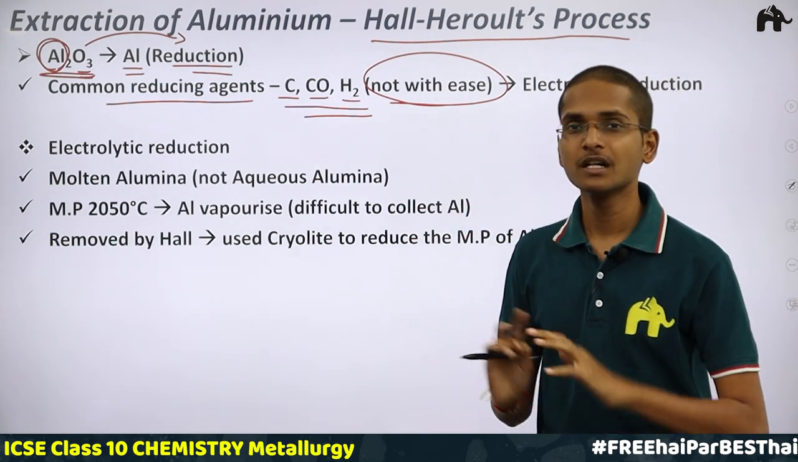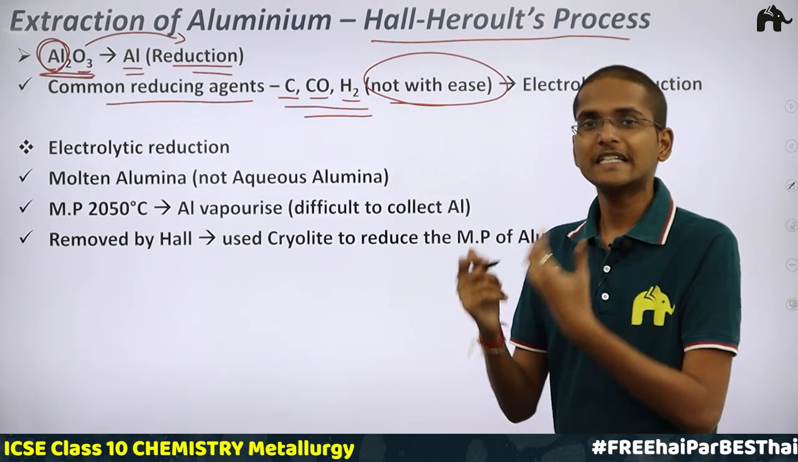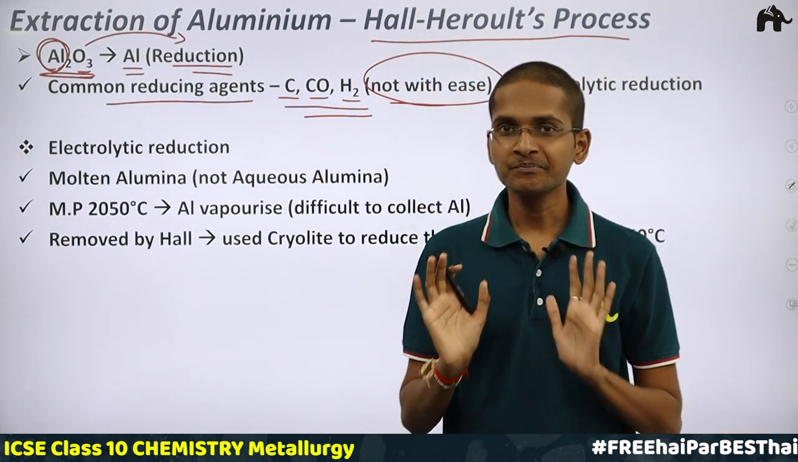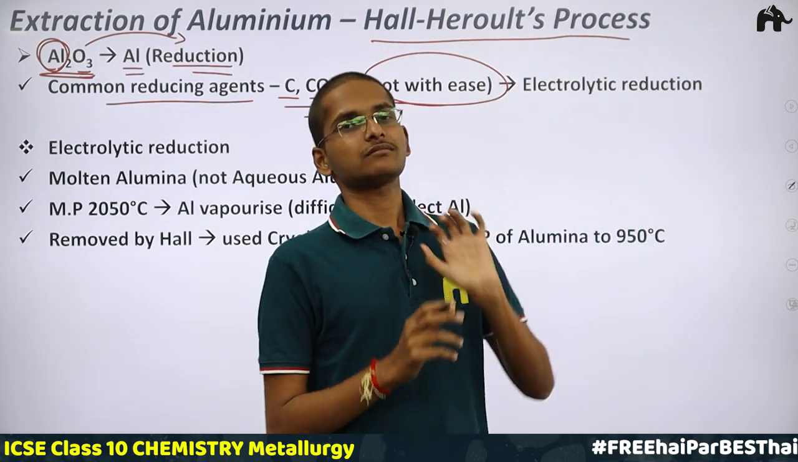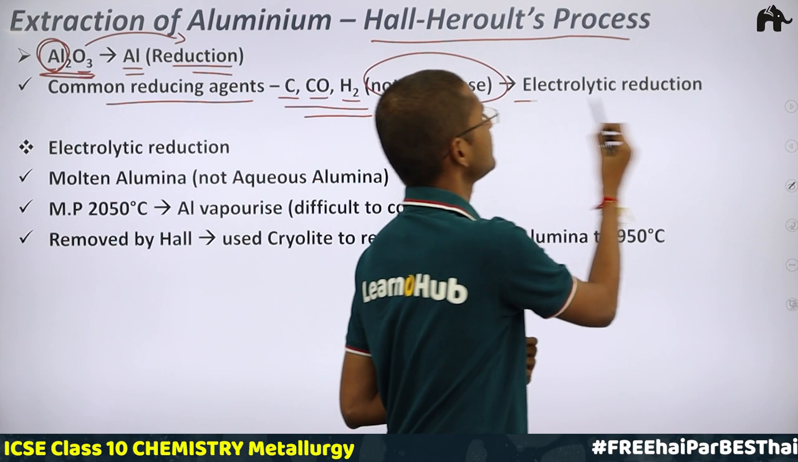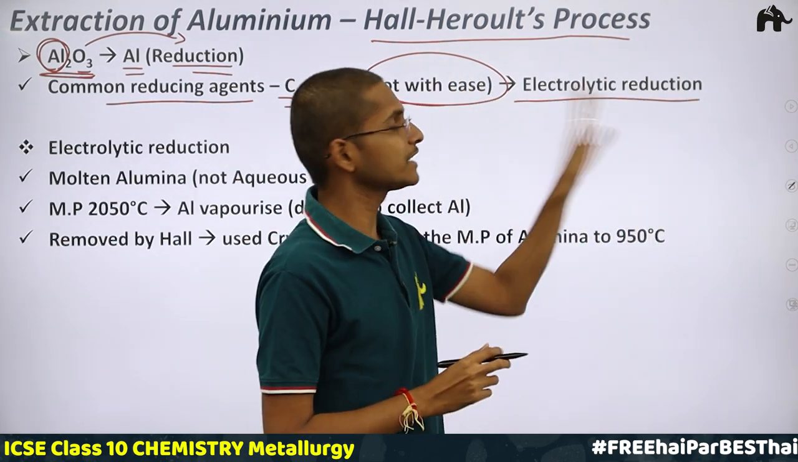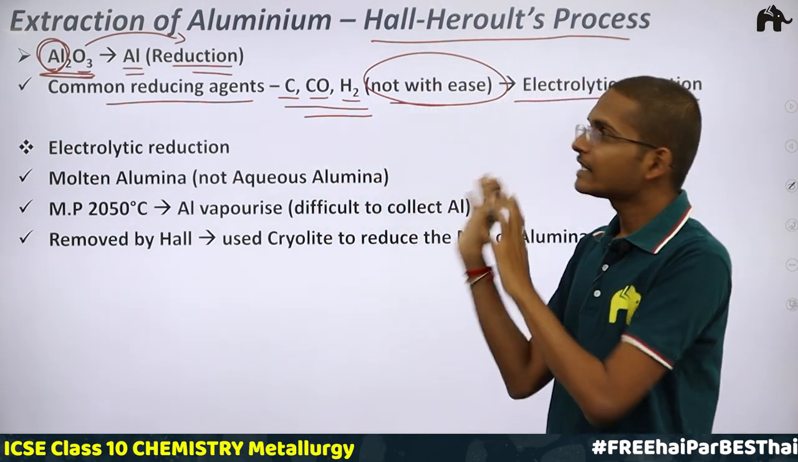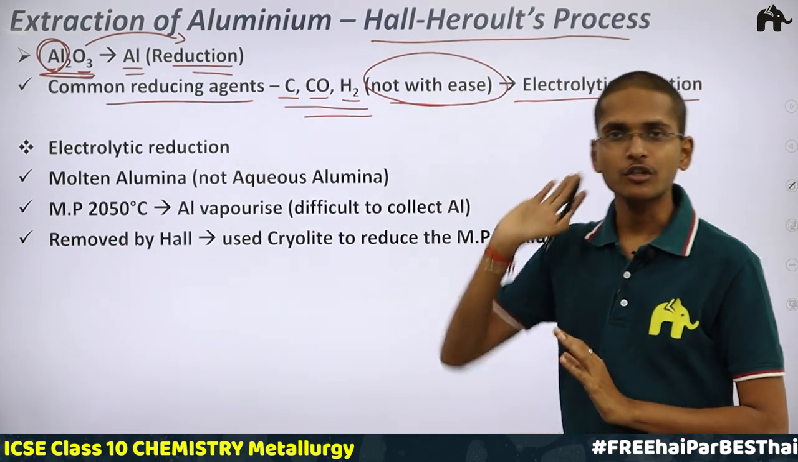Now, for such metal oxides which cannot be reduced by the common reducing agents with ease, we need to reduce them by using electrolysis. That's the option with us. And such reduction is called electrolytic reduction. Simply, the reduction we are doing with the help of electrolysis, so electrolytic reduction. Now we are going to see the electrolytic reduction of alumina. That is called the Hall-Heroult process.